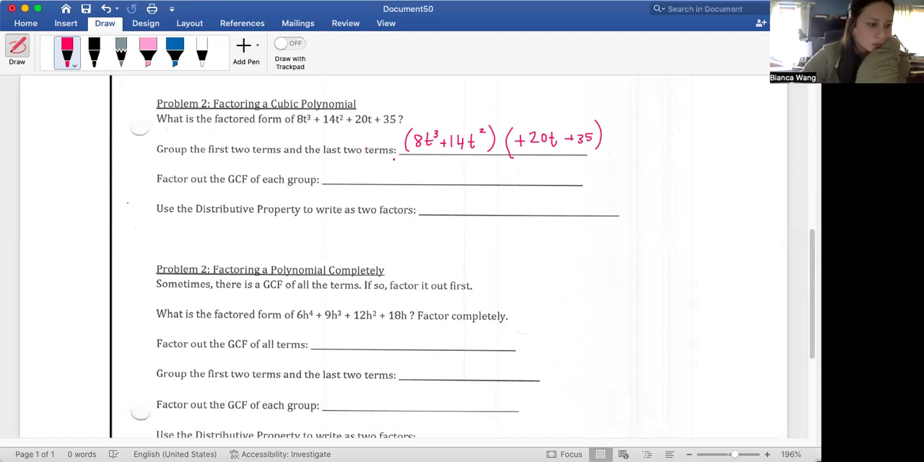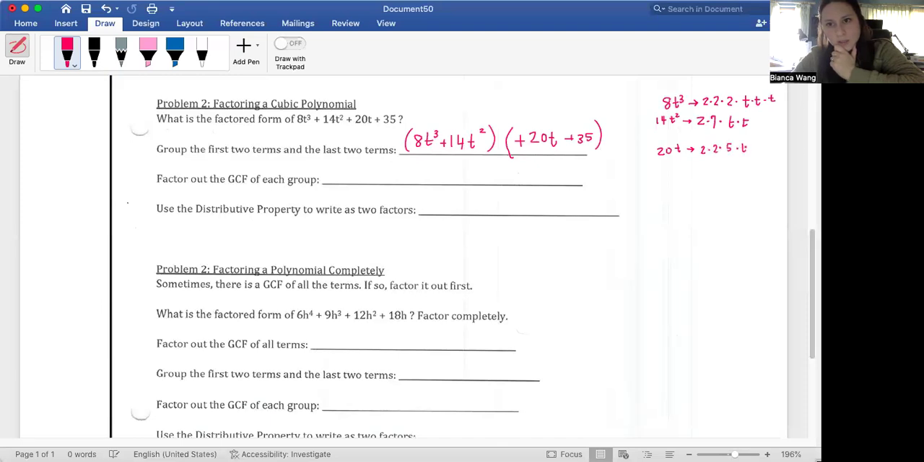Then I'm going to factor out each group. So let me do that over here. 8t to the third will become 2 times 2 times 2 times t times t times t. Then 14t to the second will become 2 times 7 times t times t. And then I'm going to do the second part of the parentheses as well. 20t would become 2 times 2 times 5 times t. And then 35 would be 5 times 7.